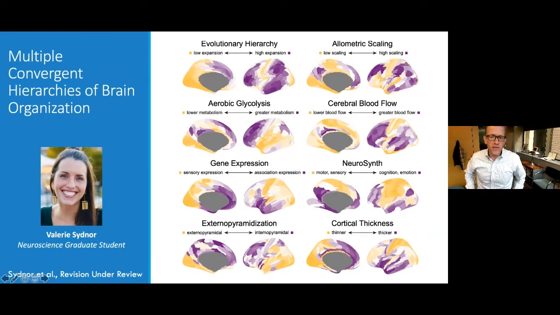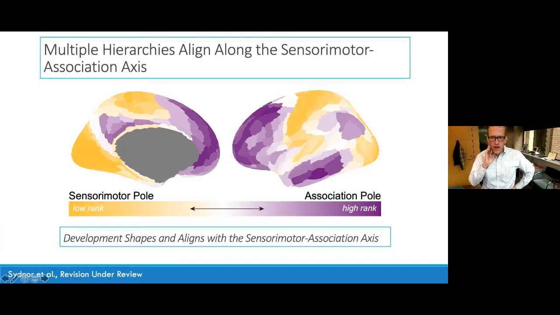A recent project led by a truly phenomenal graduate student in the lab, Valerie Sydnor, went to look at many more feature types beyond anatomy and evolution. What Val found was that variation in diverse macrostructural, microstructural, functional, metabolic, and transcriptomic features also recapitulate the cortical hierarchy in ways that we see in anatomy and evolution. Looking across these feature types, there's a very clear axis of brain organization that spans from sensorimotor cortex to association cortex. I refer to this as the sensorimotor-to-association axis, or the S-A axis for short.